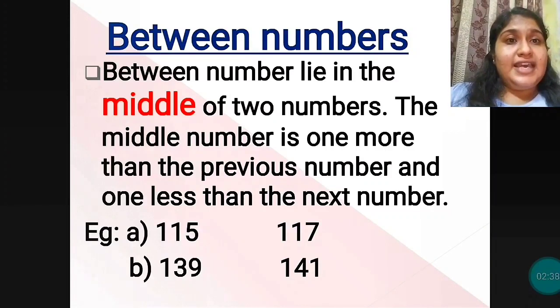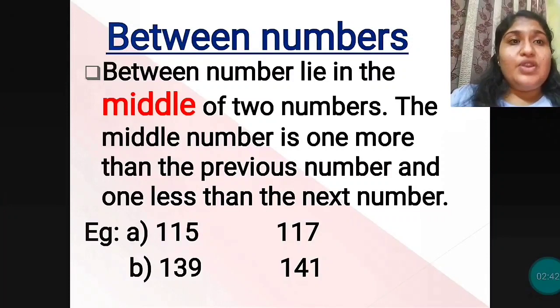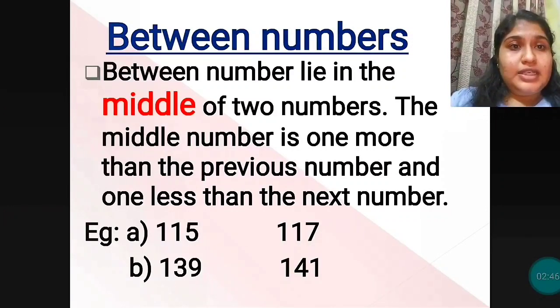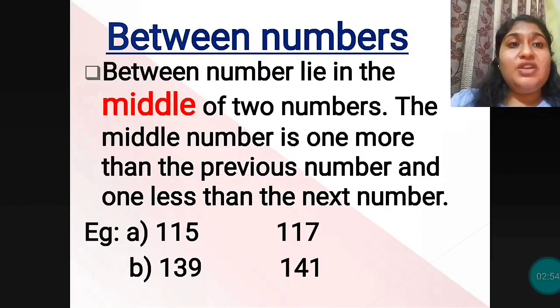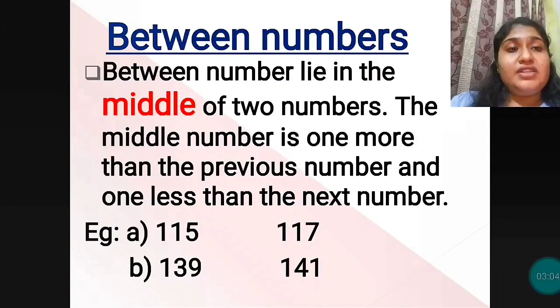Between numbers. Yes, now let's see what are these between numbers. Between number lie in the middle of the two numbers. The middle number is one more than the previous number and one less than the next number. So students, between number क्या होता है? Between number होता है middle number, जो दो numbers के बीच में हम लिखते हैं. The middle number is one more than the previous number and one less than the next number.